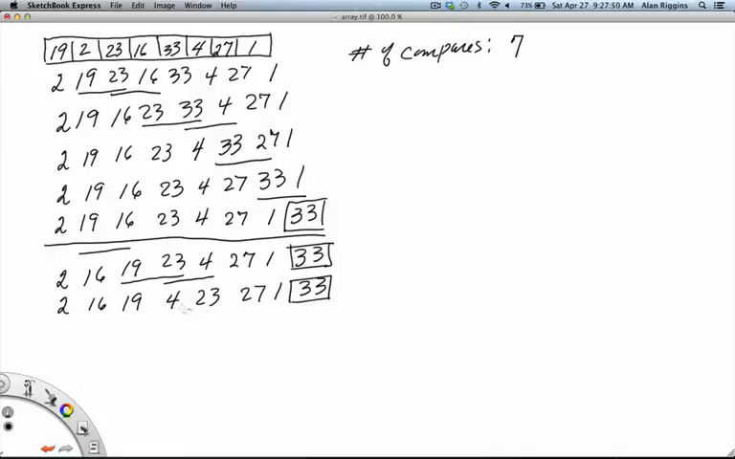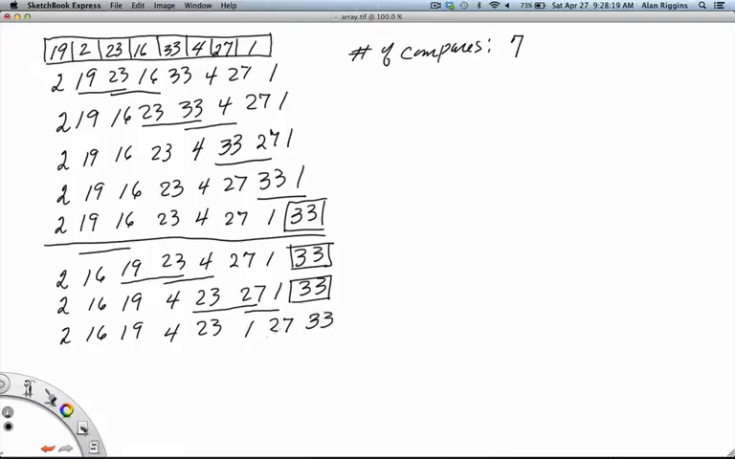Now we compare the next set. The 23 and the 27, and they're okay. 23 is smaller than 27, so we don't do any swapping. We move down to the next pair. 1 and 27 are out of order. They require swapping. 2, 16, 19, 4, 23, 1, 27, 33.